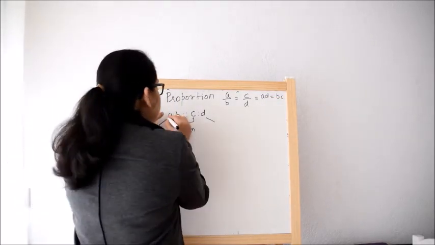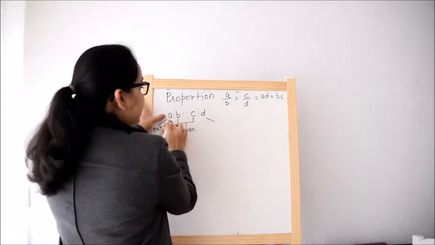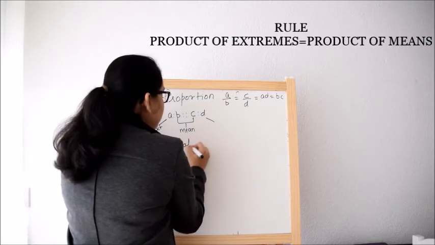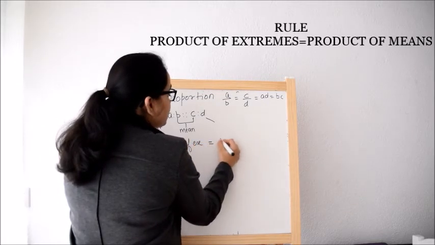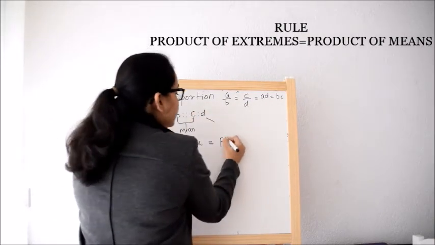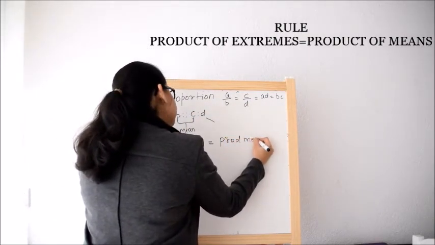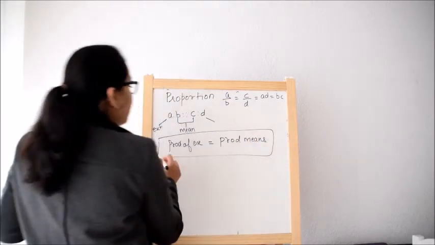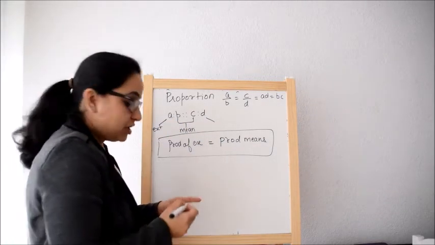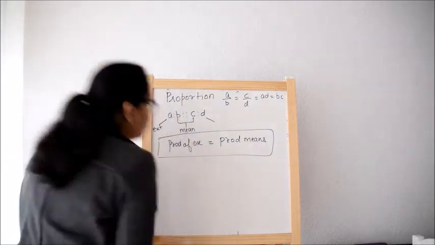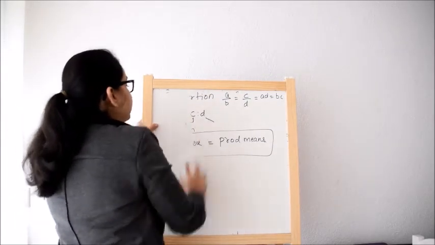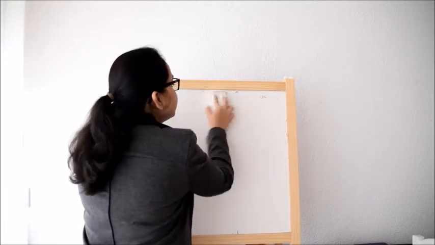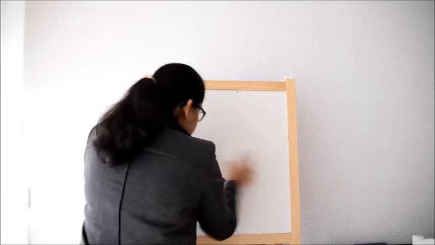Hence, here the extreme terms are A and D. So the product of extremes is equal to BC, or the product of means. Okay, so you have to remember this also, that the product of extremes is equal to product of means. Okay, now there are few things related to proportion also, like fourth proportion, third proportion. So what are these? Let us understand.